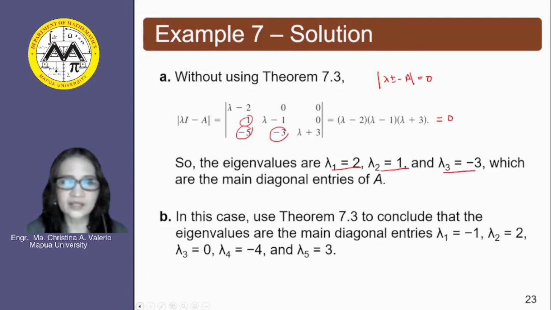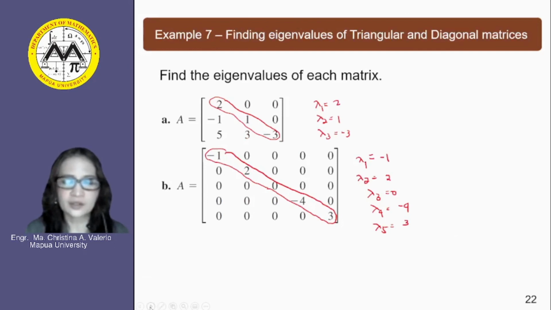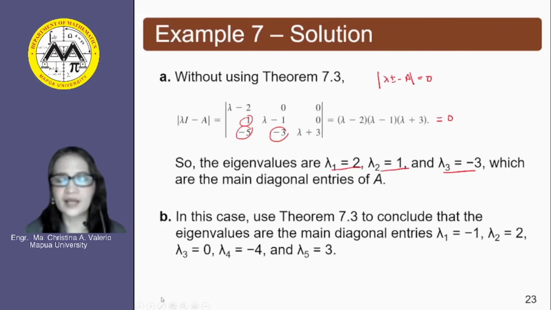So we have identified earlier the steps for finding the eigenvalues and eigenvectors for a given square matrix, and we only need to apply the determinant of lambda times I minus A equal to 0 to come up with the characteristic equation. Thank you for listening.